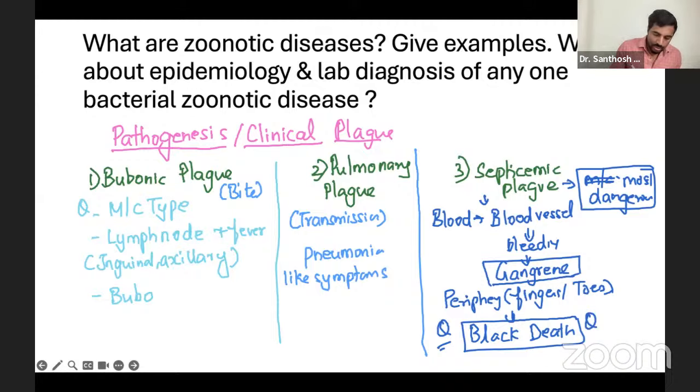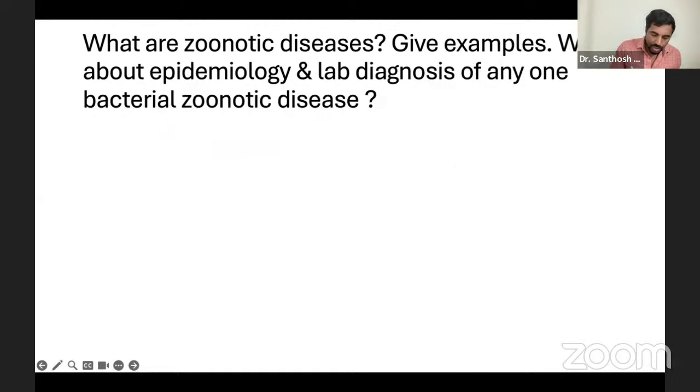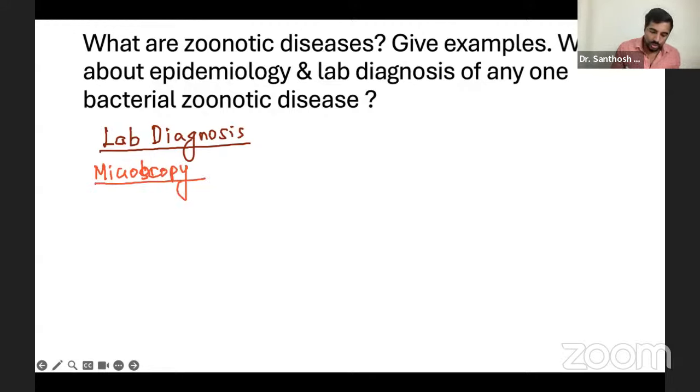Okay, now next is your lab diagnosis part. Now, when you talk about the lab diagnosis, what are important? The first one, as usual, we are going to do microscopy. Whenever you're talking about bacteria, you're going in this order only. Microscopy first. In microscopy, two things. You can do either gram stain. Other one, there's a special stain, an important question, we call Wayson stain. Wayson stain, a special stain using methylene blue, we do for Yersinia pestis.